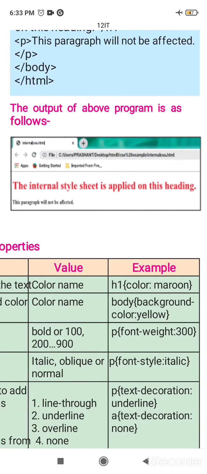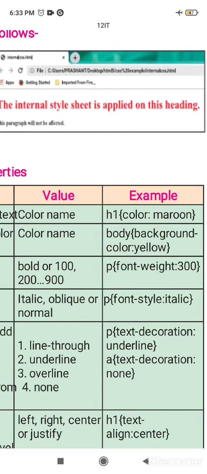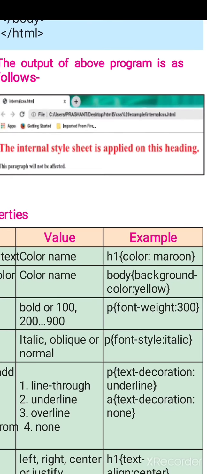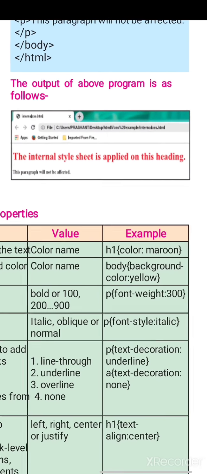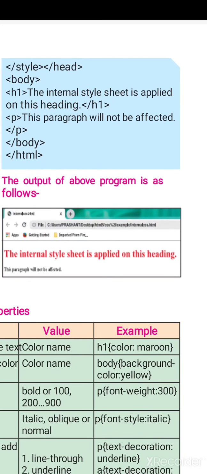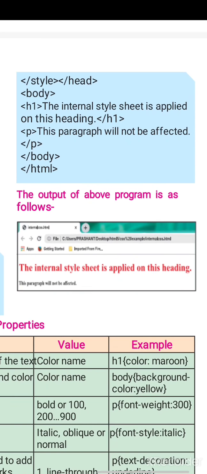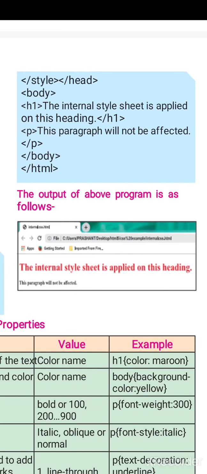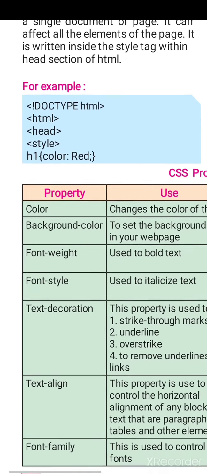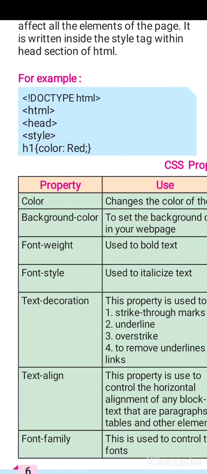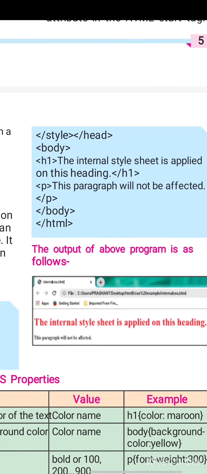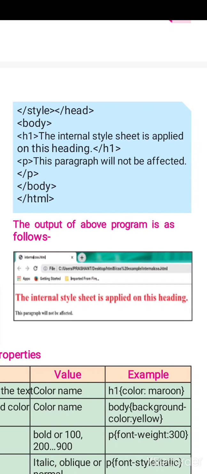And its output is given. Here is the browser's window where it holds a particular output. Two sentences are there as we have seen in above code. In this code, h1 internal style sheet applied on this heading. This one is a first sentence where h1 tag is applied, while this h1 is used as a selector and declared as a selector within head section h1 color red, and it is affected like this. Internal style sheet is applied on this heading. It displays a text in a red color.